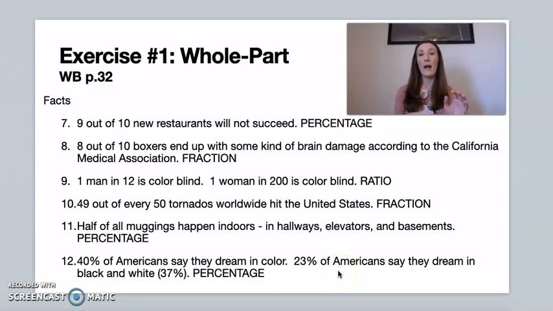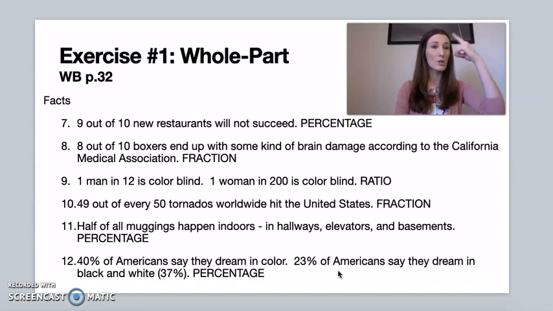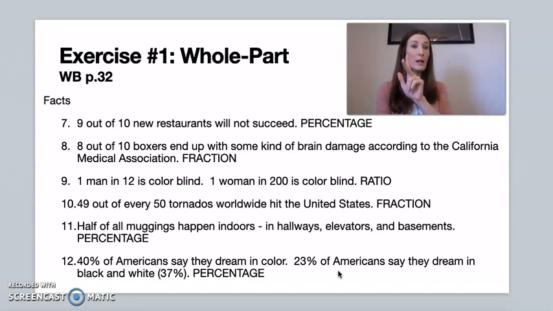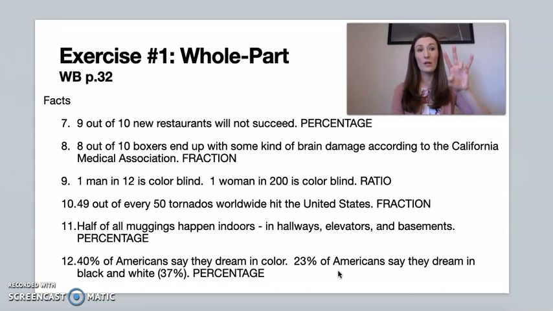Okay, so we have Americans all over. 40% dream in color. 23% dream black and white. 37% don't remember their dreams. Okay, done.